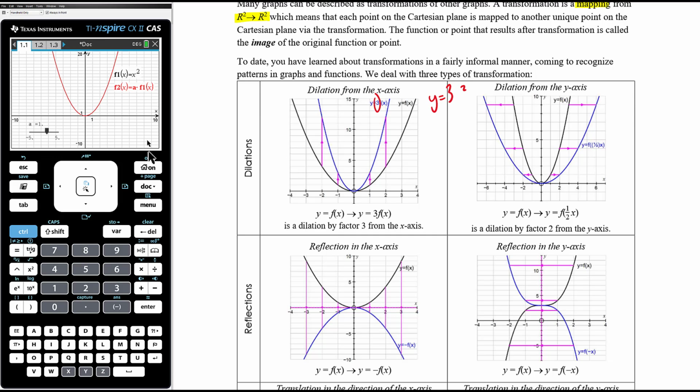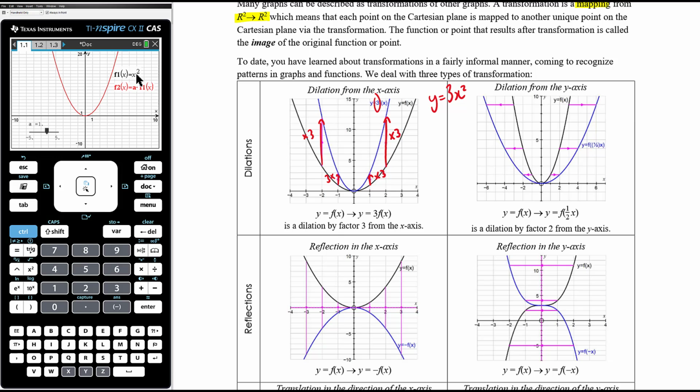So the 3 out the front here is stretching by a factor of 3 in this direction. So it's all the y values that get multiplied by 3, okay? Every y coordinate on every point in the graph gets multiplied by 3, and consequently we get this taller, thinner graph because it's been stretched in a vertical direction. So you can see that over here on the CAS.